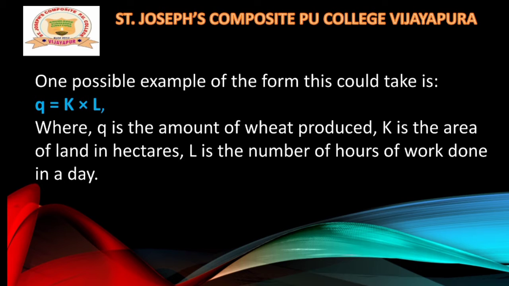Here Q is wheat production. K is the area of land in hectares, and L is the labor, meaning the number of hours of work done in a day. So L is labor service and K is land. By using these two inputs, land and labor, how much wheat the firm produces is the relationship we can express as a production function.